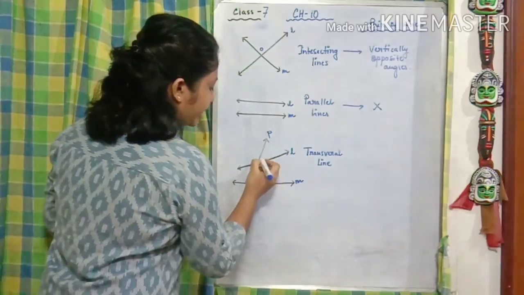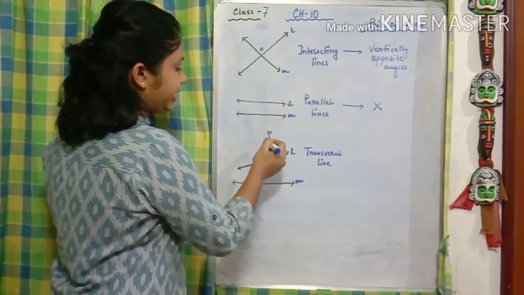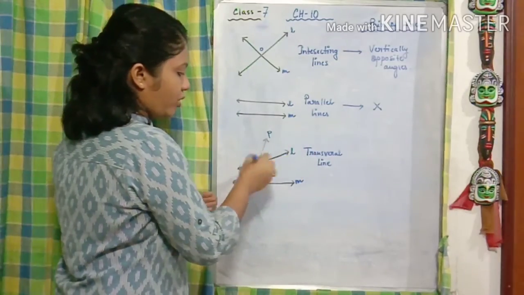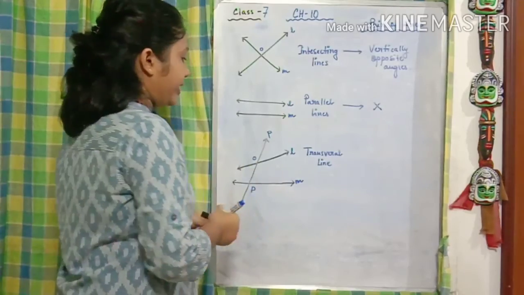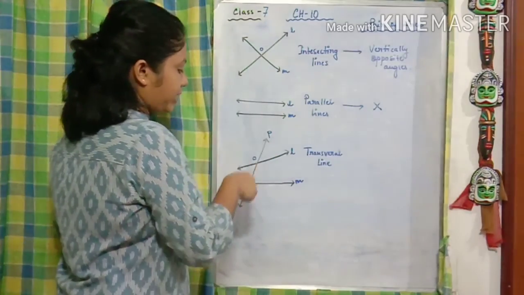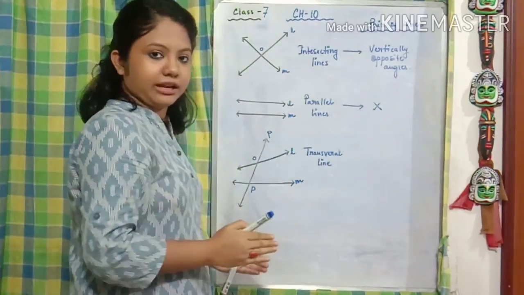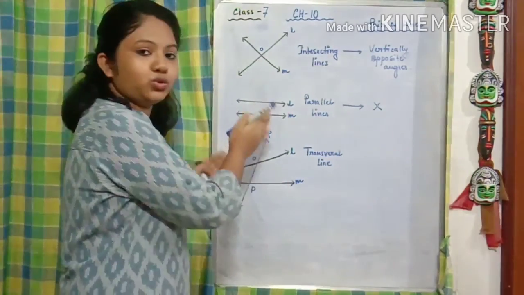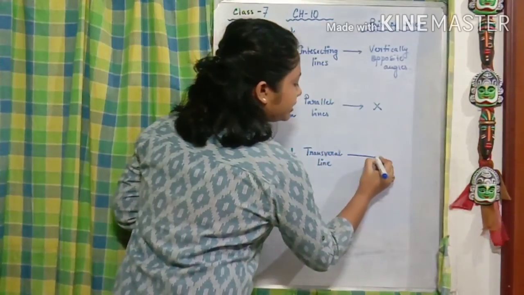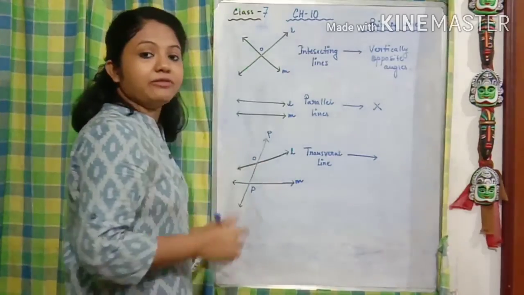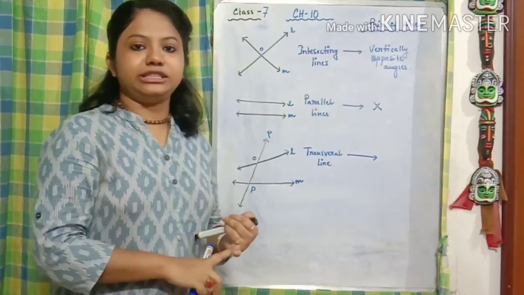So we can name those points O and P out here. P is cutting L at O and M at P. And this line P we call a transversal line, because it is transversing two different lines. Now what kind of angles can we find from here? We can find two major kinds of angles, called interior angles and exterior angles.